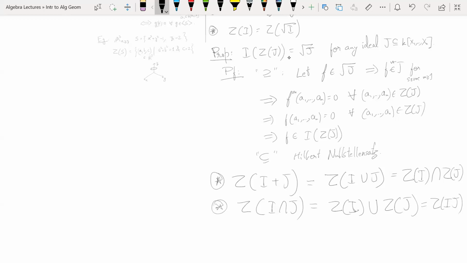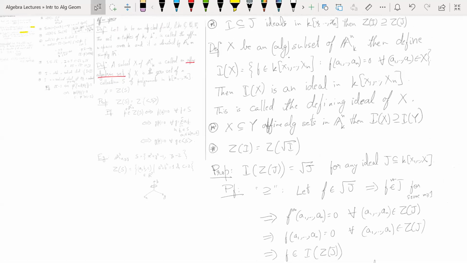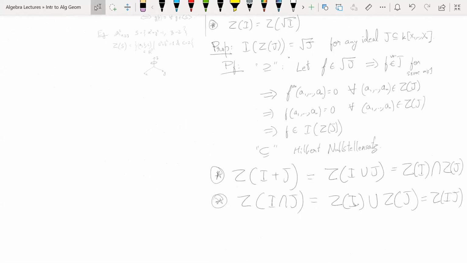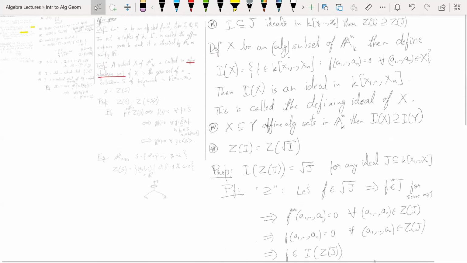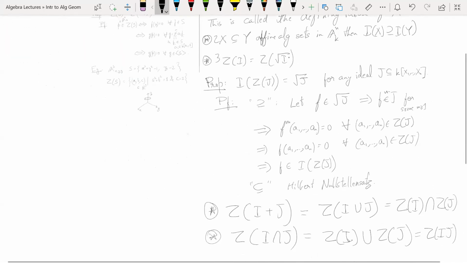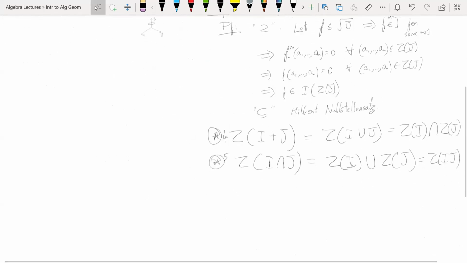So the first two statements, that this is inclusion reversing, are obvious. So I won't worry about it. So 1, 2, 3 are obvious, and 4 and 5 are similar in proof. So let me just do the fifth one. Okay. So proof.